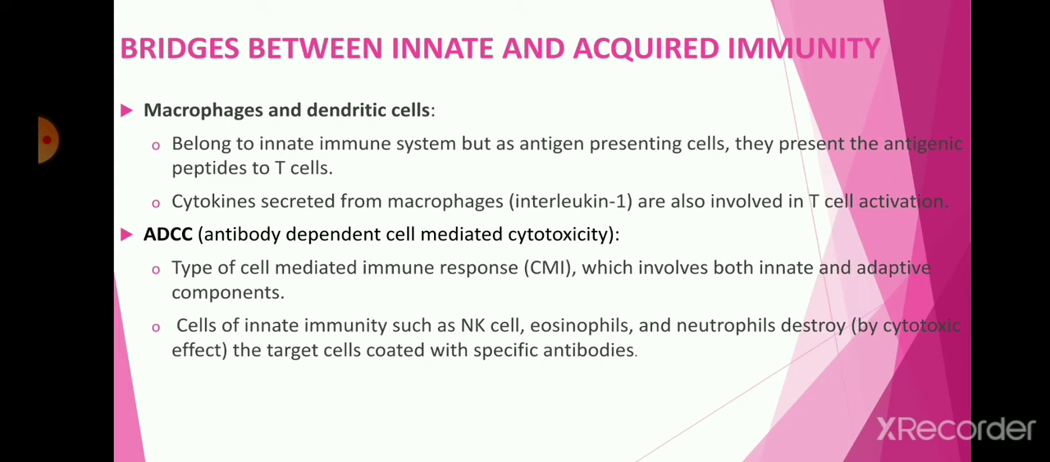Basically, natural killer cells are cytotoxic lymphocytes that can eliminate virally infected cells and cancer cells without antigen presentation or priming. We know that macrophages and dendritic cells act like antigen presenting cells, that is APCs, but NK cells do not have antigen presentation or priming. They just kill the virally infected cells.